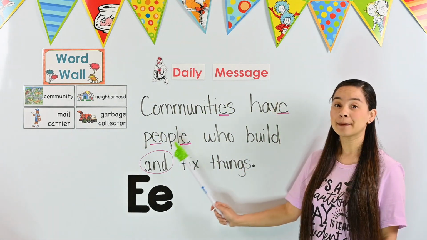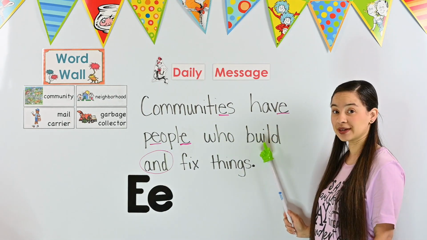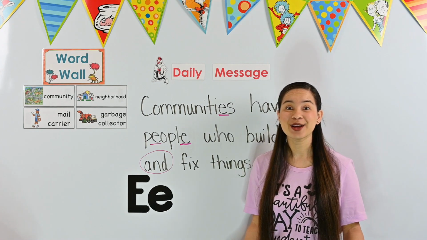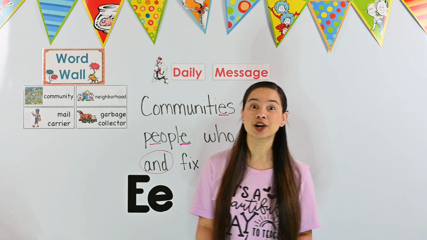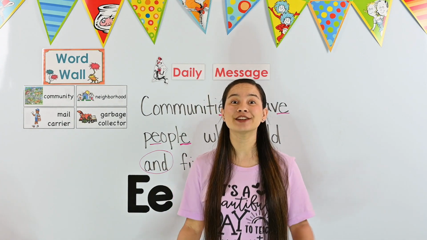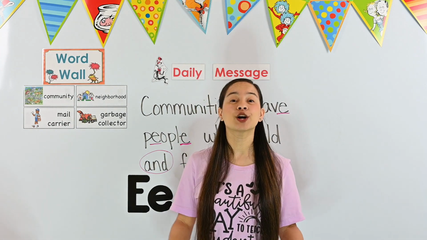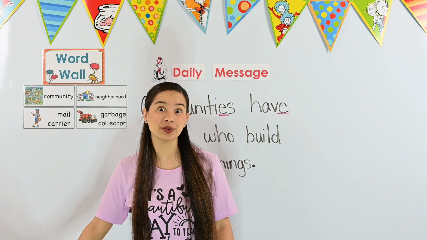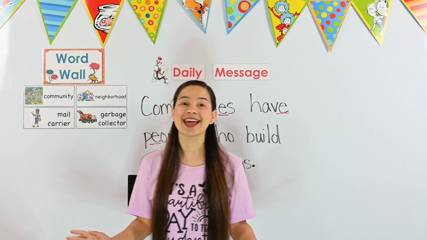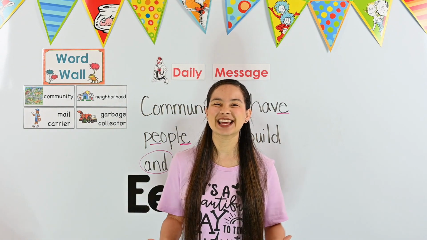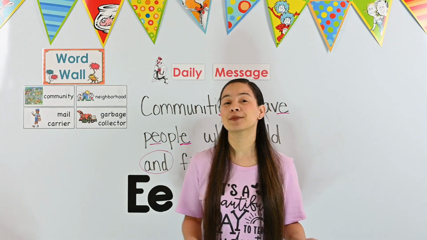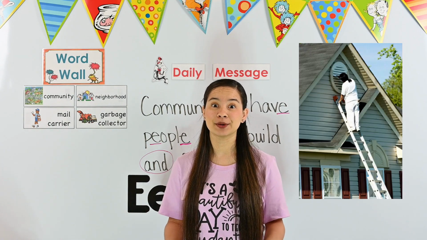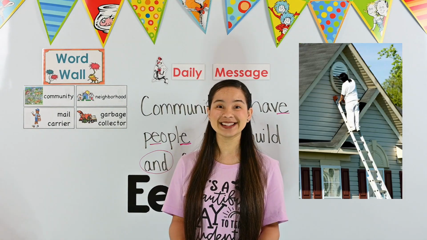Communities have people who build and fix things. Today, we are going to talk about people in a community that build things and fix things. They are community helpers. They are special community helpers because when we need help building something or fixing something, they are there for us. Today, we're going to look at pictures and talk about different community helpers that build and fix things. Our first community helper is a painter.